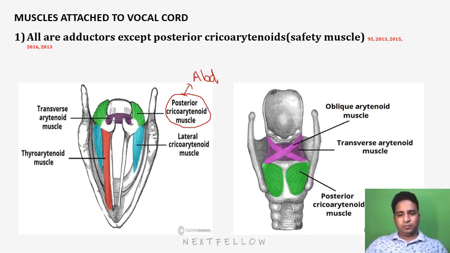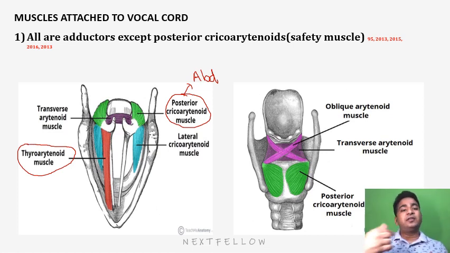Okay. So this is a diagram showing how these muscles are attached. The oblique arytenoid muscle is showing an oblique course attaching to the arytenoids. Posterior cricoarytenoid we have already discussed. Then comes the thyroarytenoid muscles. This thyroarytenoid means the muscle attaching the thyroid and the vocal process. So this muscle is mainly the component of the true vocal cords.